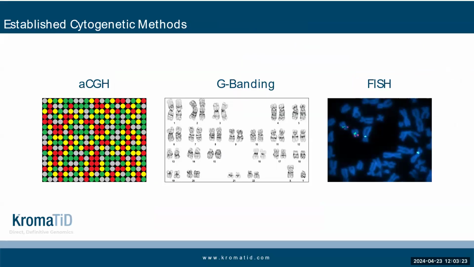Let's now take a high-level look at some of the most widely used cytogenetics methods. Array-based comparative genomic hybridization, aCGH or array CGH, places DNA from lysed cells on a glass slide, which has DNA probes immobilized onto it in a grid pattern. The sample DNA and probe DNA are each labeled in a different color, which enables estimation of copy number differences based on the ratio of fluorescence wavelengths.